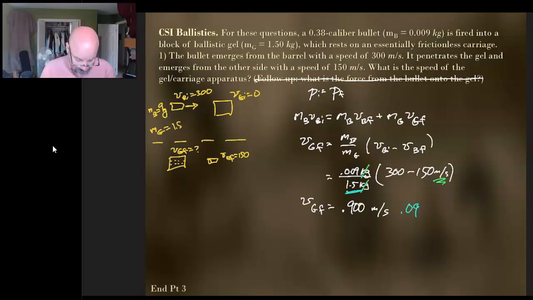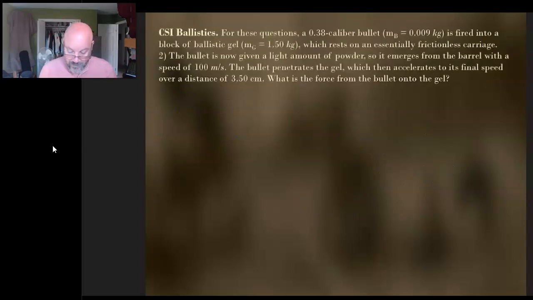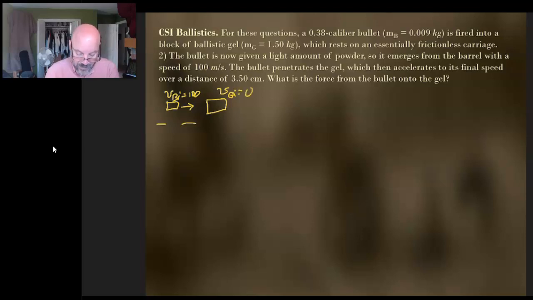So let's look at another scenario here. Okay, so in this one, it's a little bit different. All right, in this experiment, they slowed the bullet down. Okay, and so the bullet initially is only going 100 meters per second. Okay, it's going to hit the gel, and that's still stationary. Okay, but because it's going slower, it's not able to get all the way through the block of gel, and in this case, it gets embedded into the block of gel.